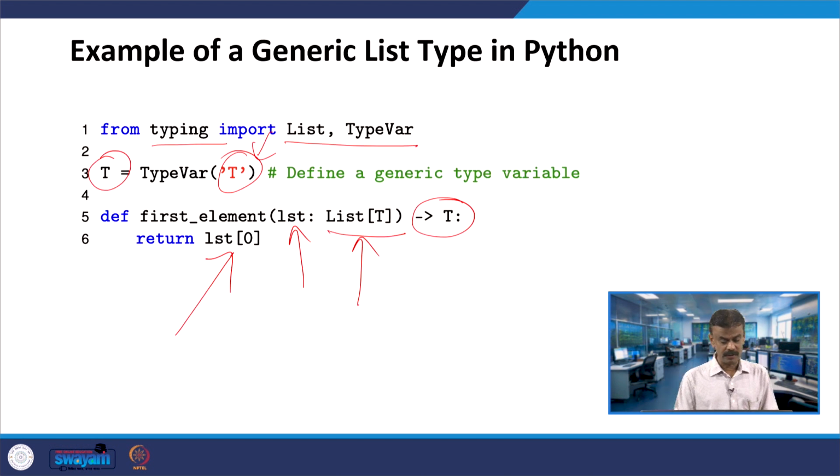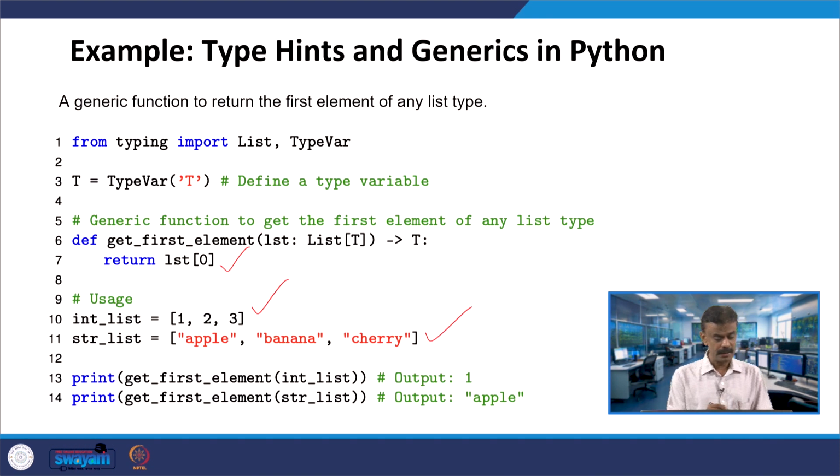So, this is what we defined. Here I have defined first_element. Here is a generic function. This is an example of a generic function, get_first_element. Why am I calling it a generic function? I am using T, and the return type is also T.